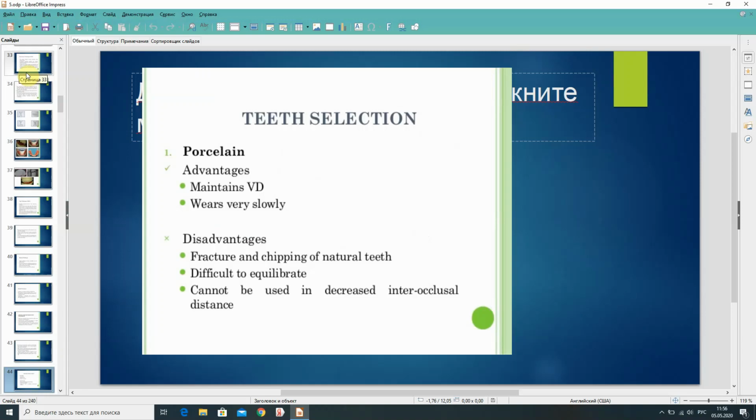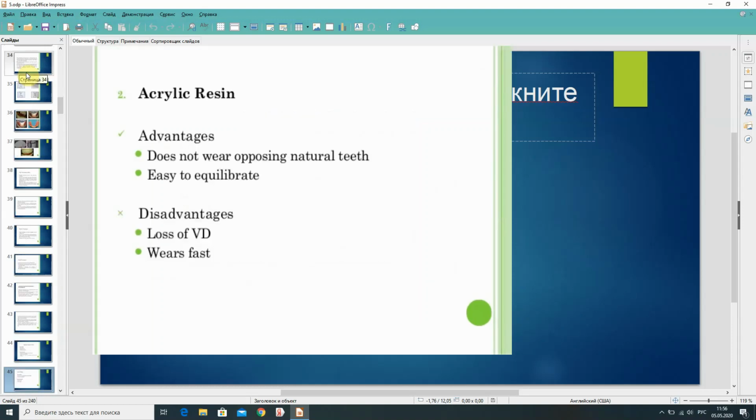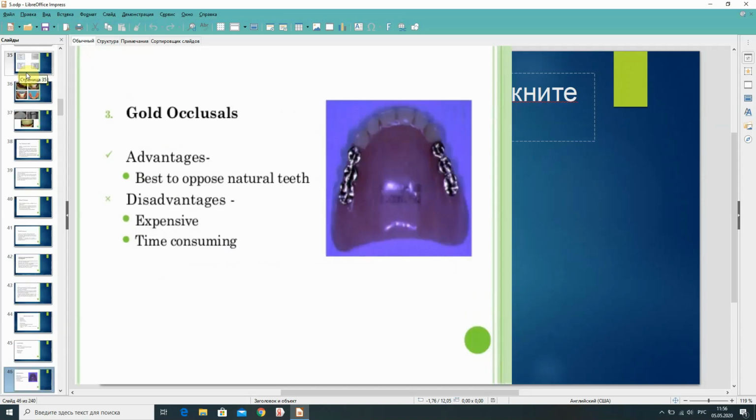Teeth selection. Porcelain advantages: maintains VD, wears very slowly. Disadvantages: fracture and chipping of natural teeth, difficult to equilibrate, cannot be used in decreased interocclusal distance. Acrylic resin. Advantage: doesn't wear opposing natural teeth, easy to equilibrate. Disadvantage: loss of VD, wears fast. Gold occlusals. Advantage: best to oppose natural teeth. Disadvantage: expensive, time consuming.